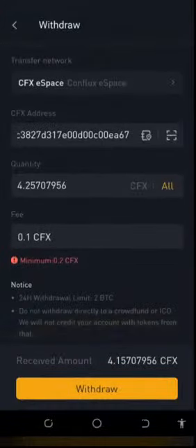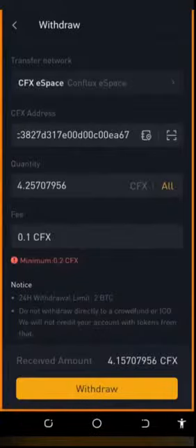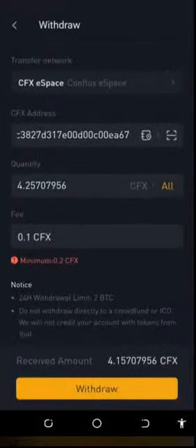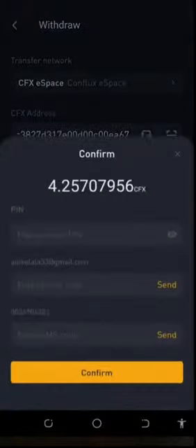What do we get? 4.15. Good. I knew we were going to lose some money, but that's fine. The fee is 0.1 CFX. Okay, great, no problem, as long as I get my money out. I mean, all we were just doing was risking $1, right? So let's go ahead. It says what? Okay. So I'm just going to put in all my details and I'll see you on the other side.